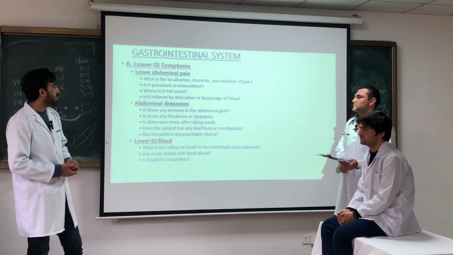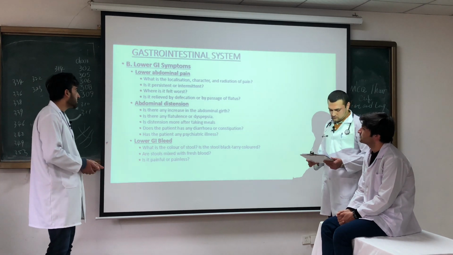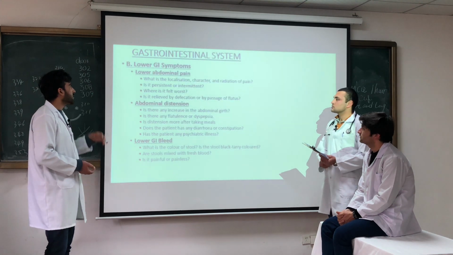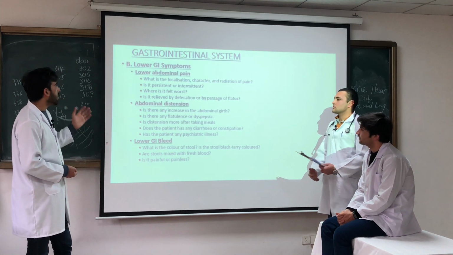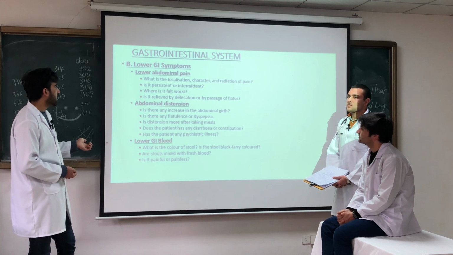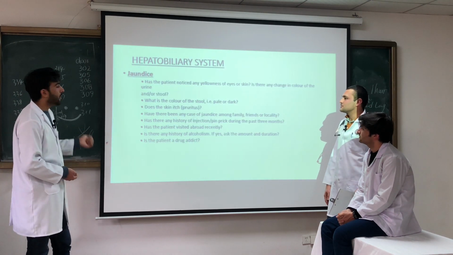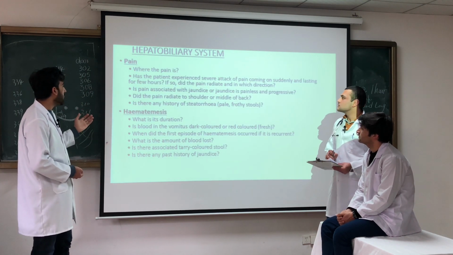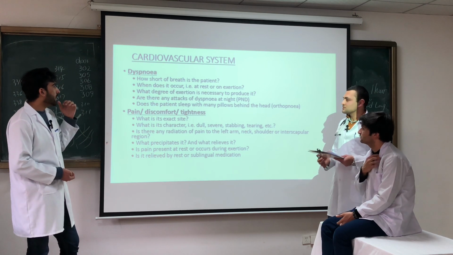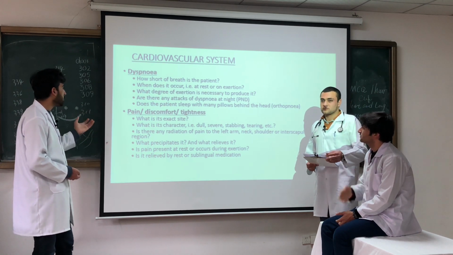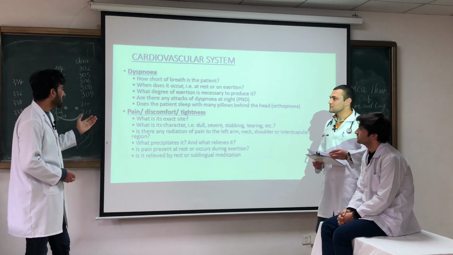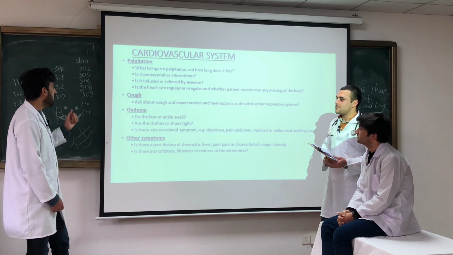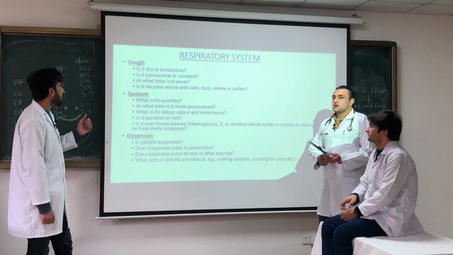A relieving factor by defecation, by passage of the flatus and abdominal distension, and also we can ask about lower GI bleeding. Next, the other symptoms we can ask about: the hepatobiliary system, so we can ask about jaundice. These are the questions we can ask, and about pain, metastasis. Related to the cardiovascular system, if there is dyspnea as the chief complaint, we can ask these questions, and about pain, discomfort, tightness, palpitations, cough, edema, and other symptoms related to the cardiovascular system.